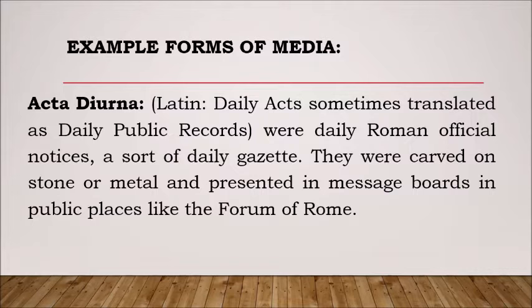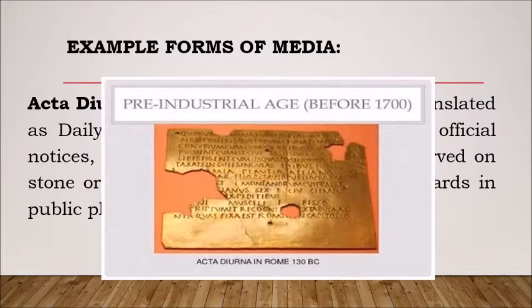Next one is the Acta Diurna. It is Latin for daily acts, sometimes translated as daily public records. These were daily Roman official notices, a sort of daily gazette. They were carved on stone or metal and presented on message boards in public places like the Forum of Rome. So again, this is the Acta Diurna.